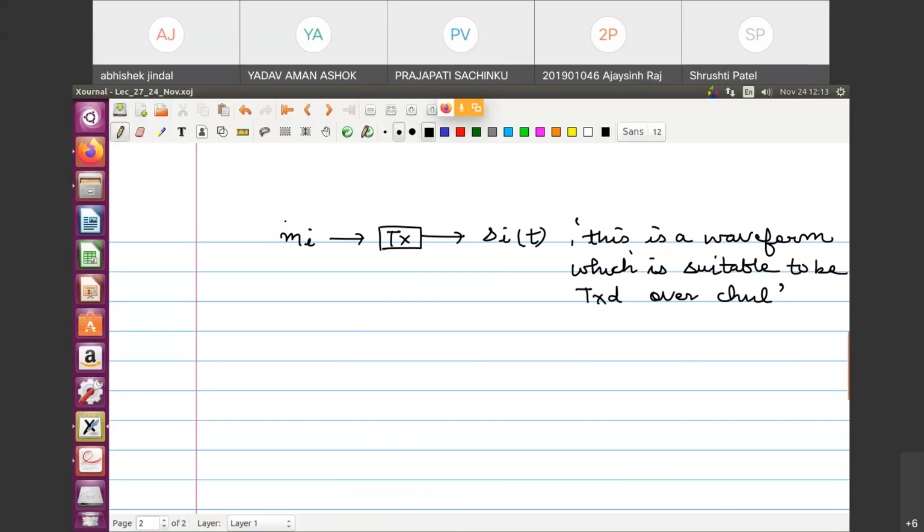So if there is a message MI and you need to design a waveform SIT which will go from 900 to 910 megahertz, then whatever processing you do to do that will all be subsumed in SIT. It means SIT is a perfect waveform as per your demand. So if at all you need to transmit it in some band, that information also it will take.